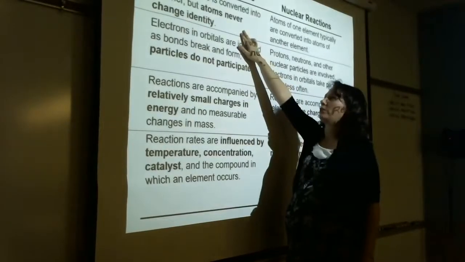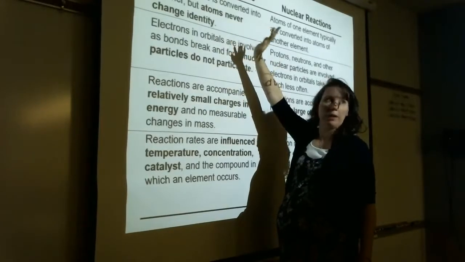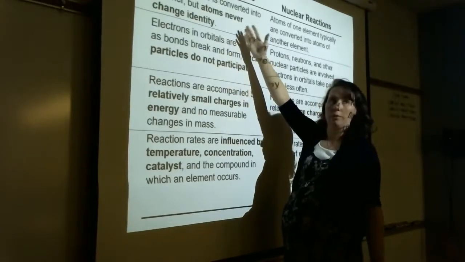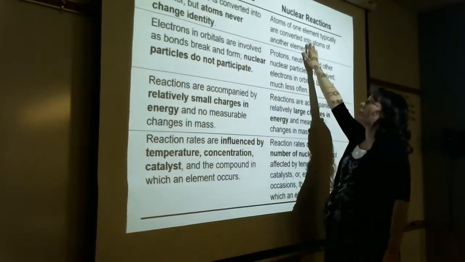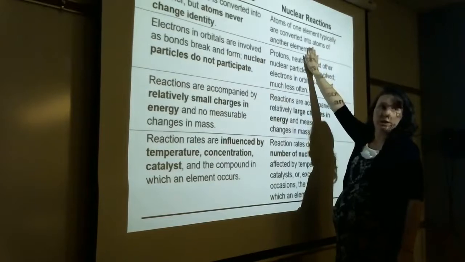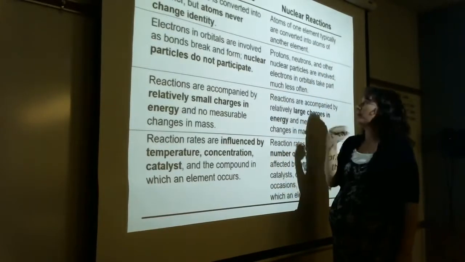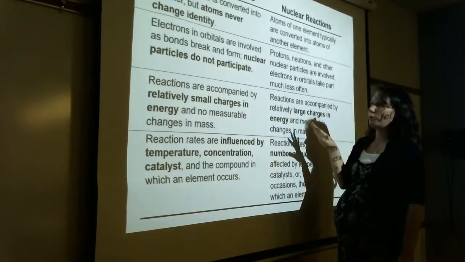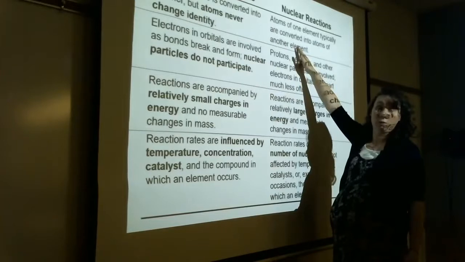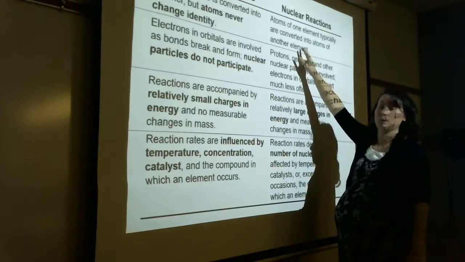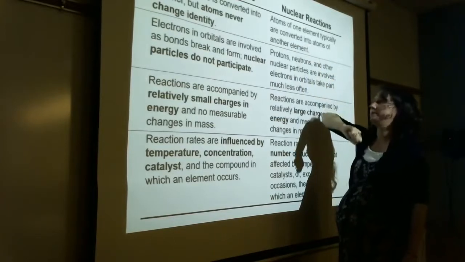So in a chemical reaction, we never change identity, right? You start out with carbon and hydrogen and oxygen, you end up with carbon and hydrogen and oxygen, right? No change in identity. Whereas in a nuclear reaction, you are changing identity. Remember, if you change the number of protons, you change the element. That's one of the first things we learned when we first began studying chemistry, that the identity of an element is defined by the number of protons. Well, in nuclear reactions, the number of protons is changing, and thus you're converting into new elements.